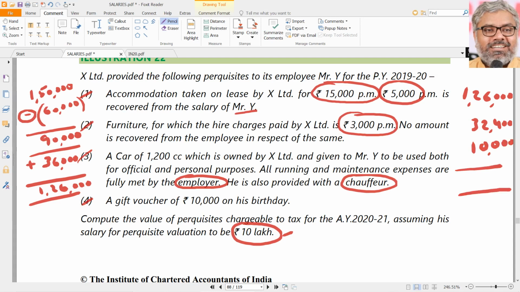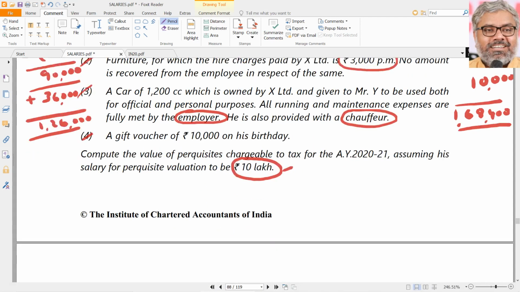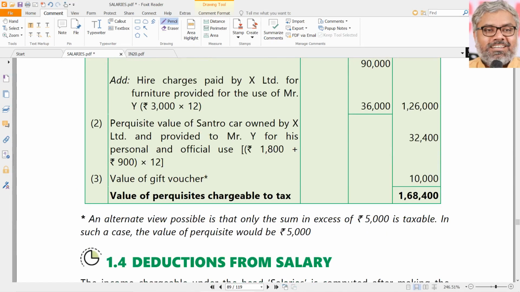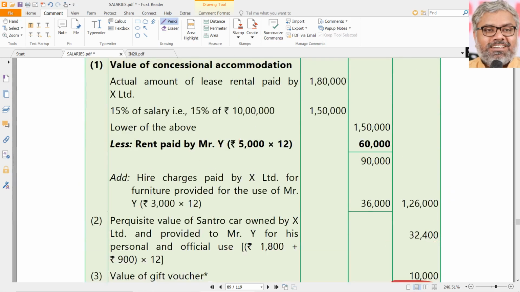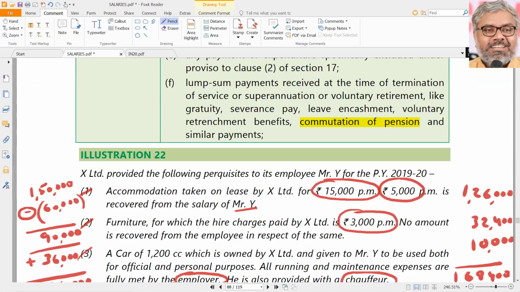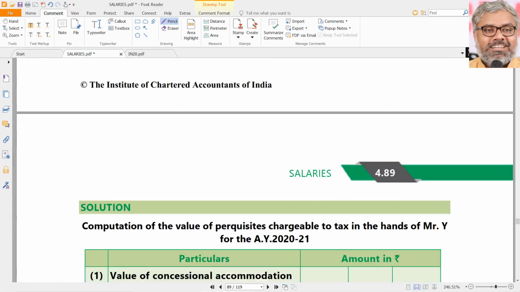That's it. The total value of perquisites is how much? 1,26,000 plus 32,400 plus 10,000. That comes to 1,68,400. One lakh 68,400 is the total value of perquisites that is taxable in the hands of Mr. Y. That was illustration number 22, only related to perquisites.